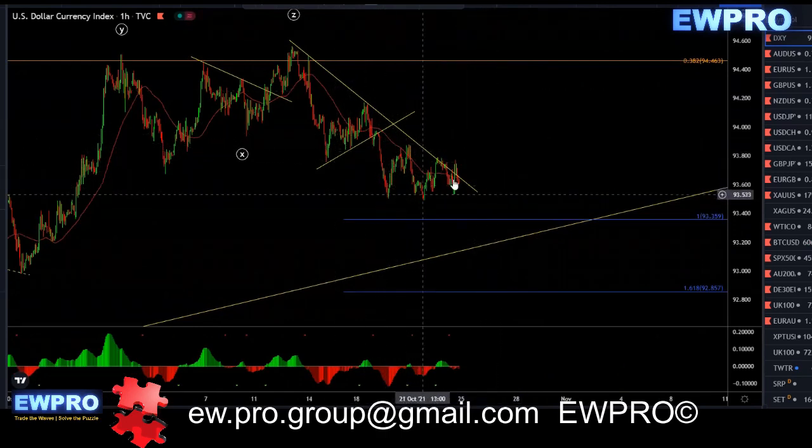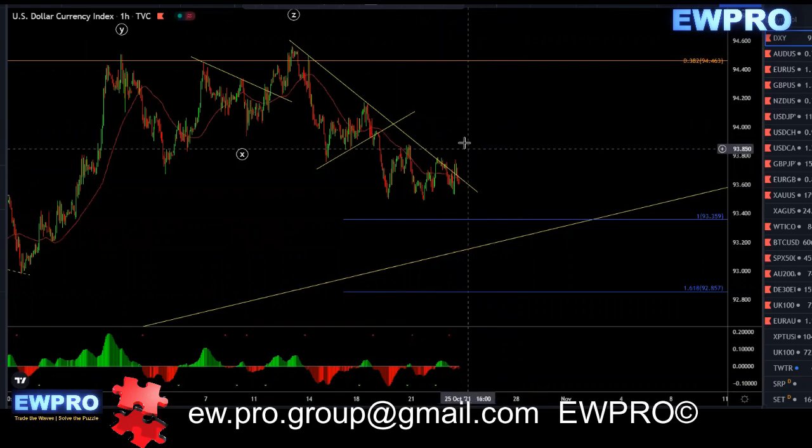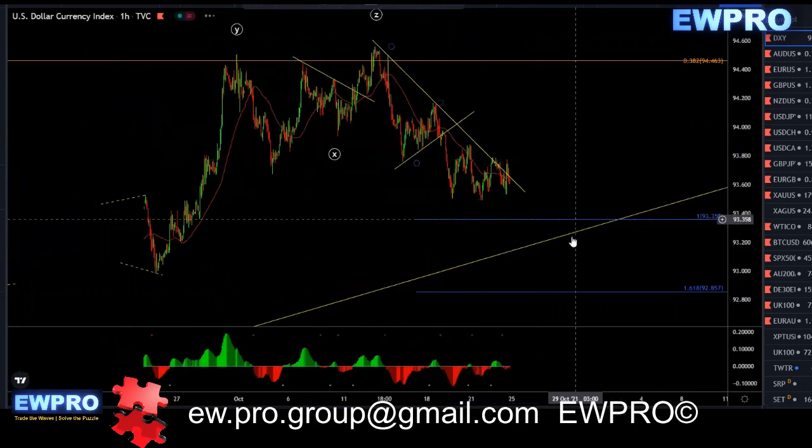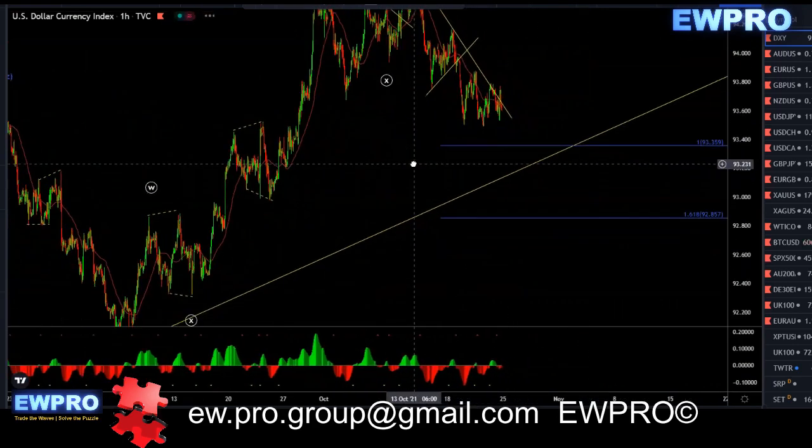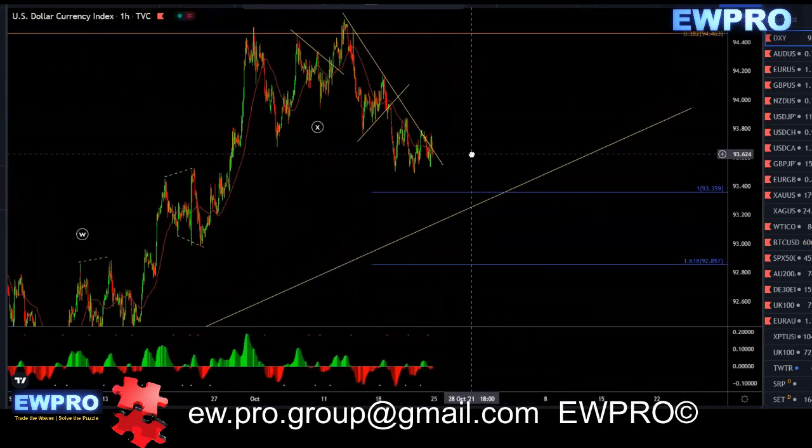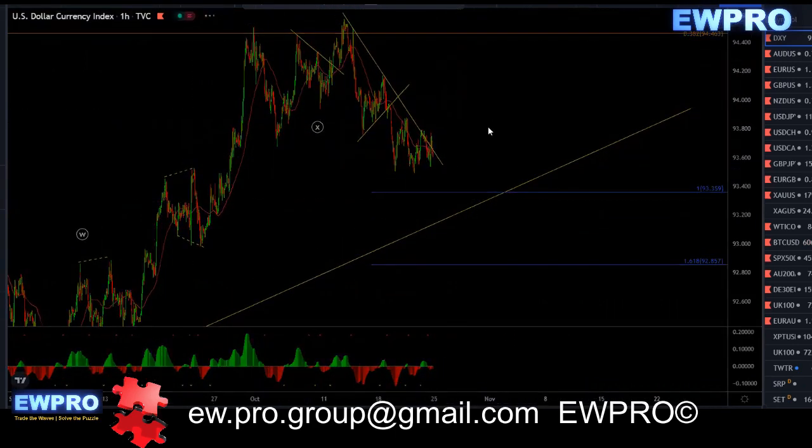So it's still looking bearish, so you can look for sells still. You just have to be careful of this trend line here, because we may get another one up.